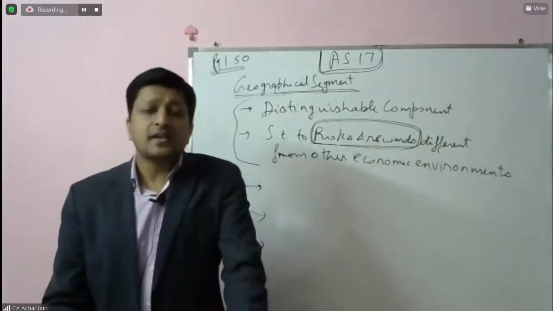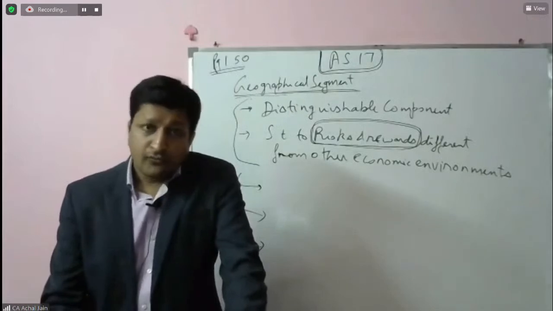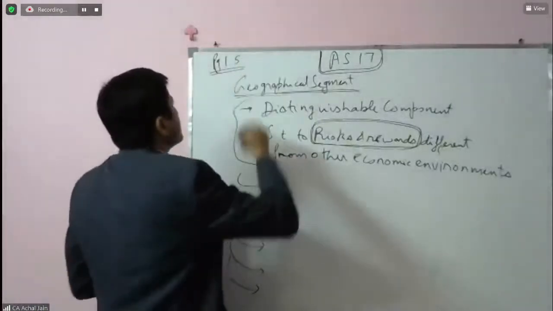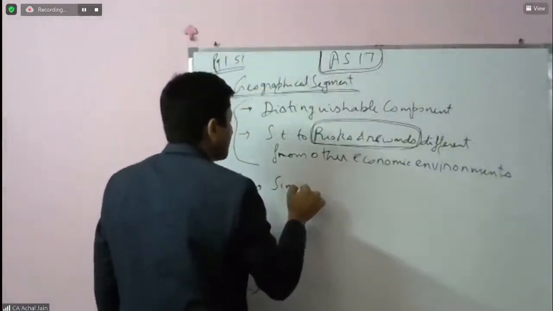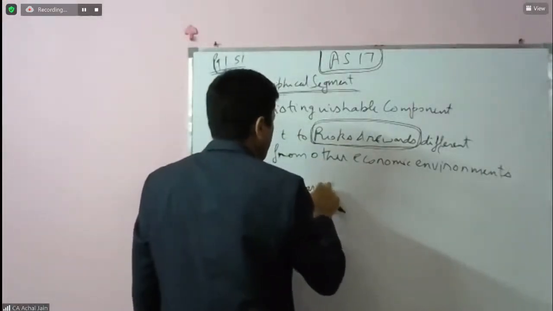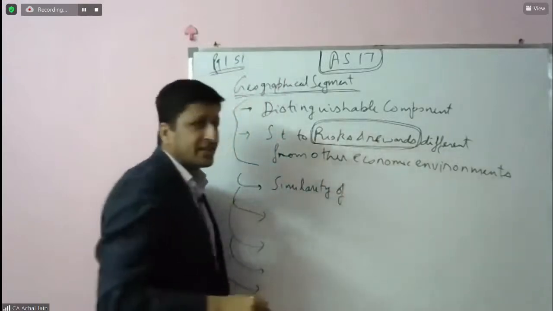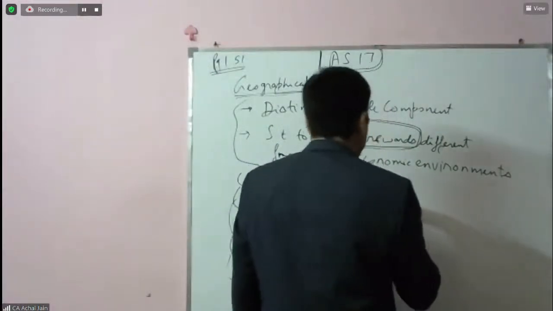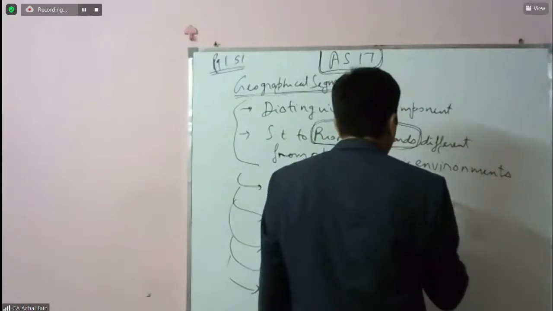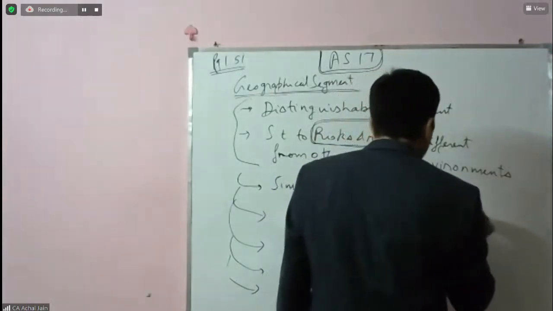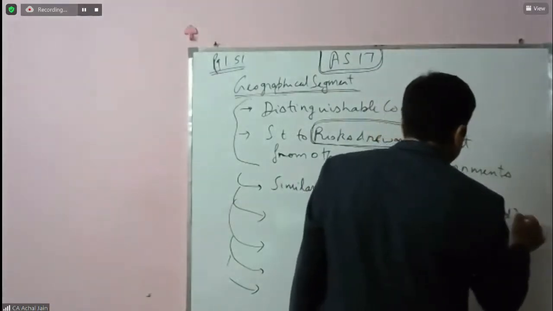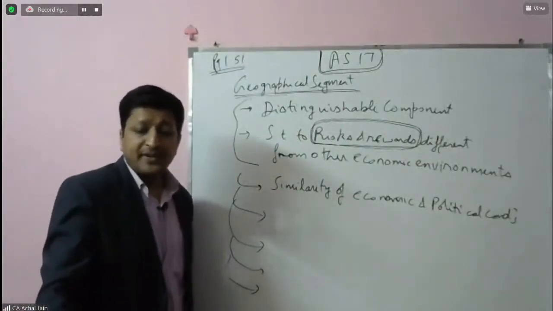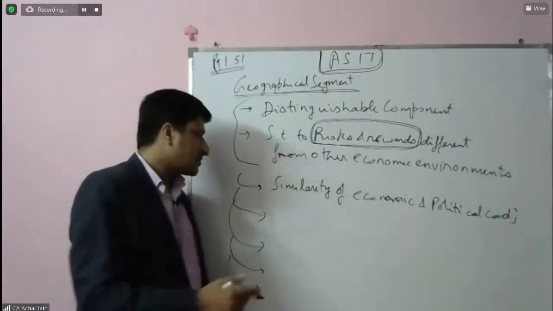what are the various factors that you will consider? First, similarity of economic and political conditions. Here you can just change it. Similarity of various political or economic conditions. Economic and political conditions. Second, the relationships between operations in different geographical areas.